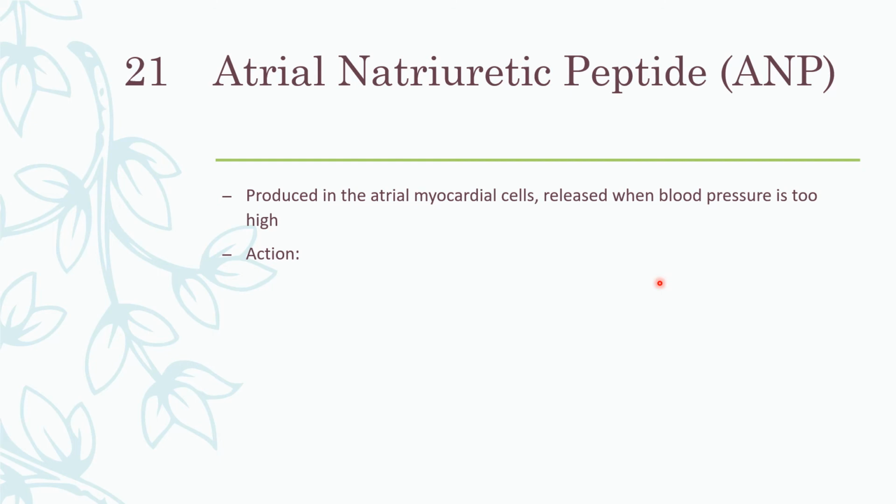ANP, or atrial natriuretic peptide, is produced in the atrial myocardial cells, and it's released when blood pressure is too high. Okay, so again, it's produced in the atria of the heart, and when blood pressure gets too high, this will be released. It causes the kidneys to excrete sodium and water and helps us to decrease blood pressure and blood volume. So again, ANP is going to work in opposition to aldosterone and ADH.